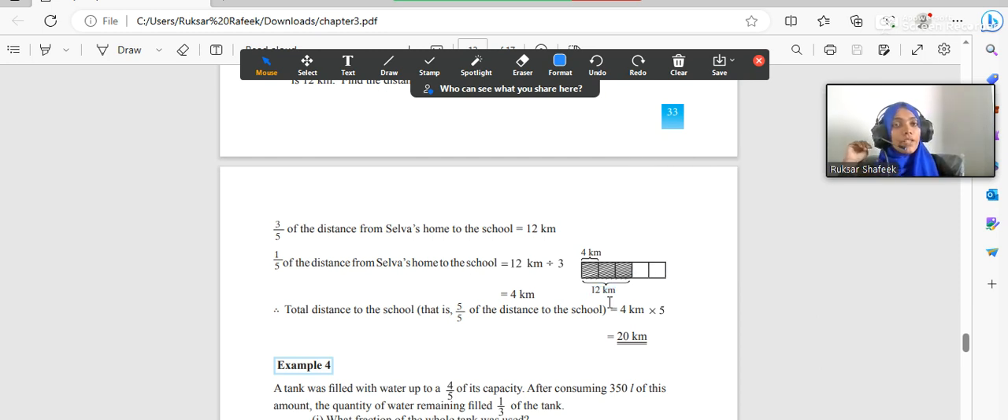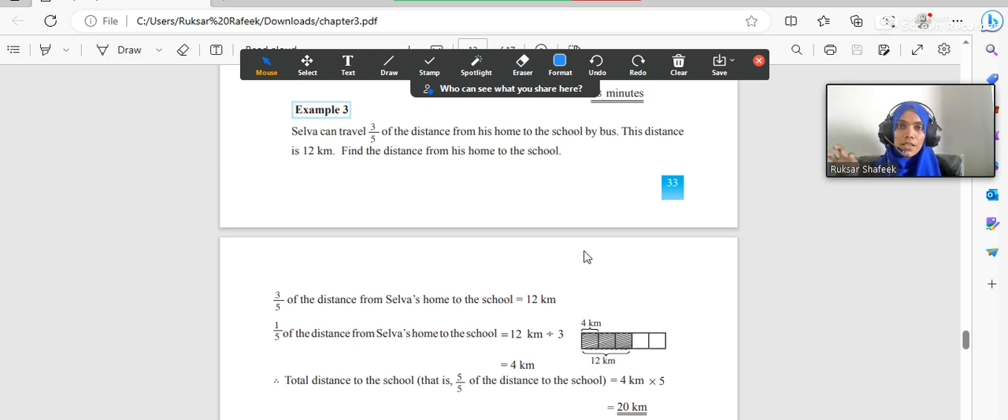Now to figure out what 1 part is equal to, I can divide this 12 by 3 because 3 parts equals 12. So 1 part equals 12 divided by 3, which is 4 kilometers. So 1/5, or 1 part out of 5, is equal to 4 kilometers. What do we have to find? The distance from his home to the school. So the total distance is actually 5/5, because though he travels 3/5 by bus, the remaining 2/5 is traveled on foot.